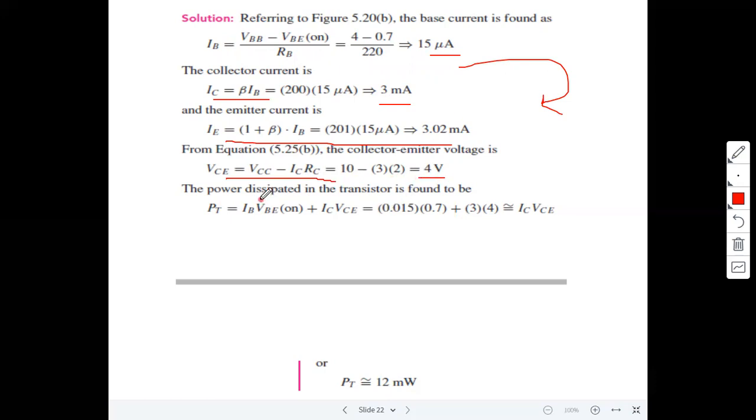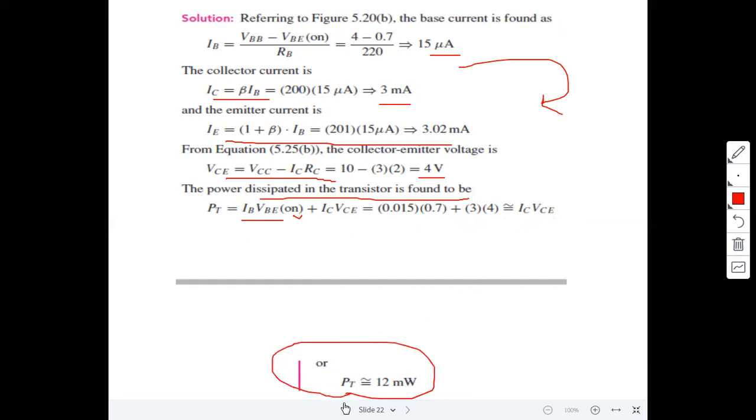And last one is power dissipated in the transistor. The power dissipated in the transistor is equal to IB into VBE plus IC into VC. This is approximately equal to, you may neglect, why? Because IB current is very small. You may neglect the first term, and the second term is IC into VC. So the power dissipated in the transistor is equal to IC into VC, that is equal to 12 milliwatts.